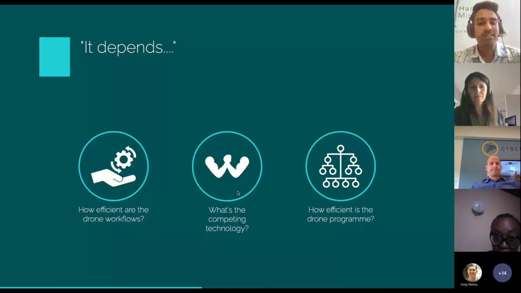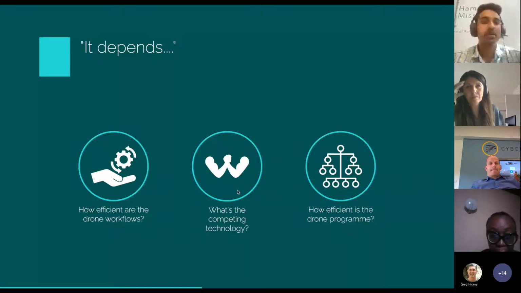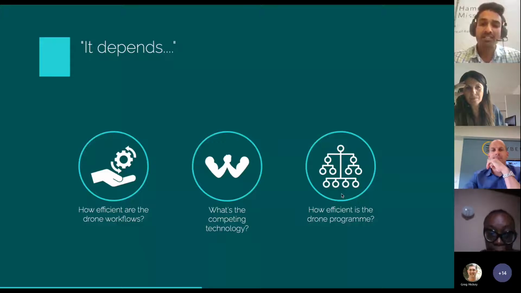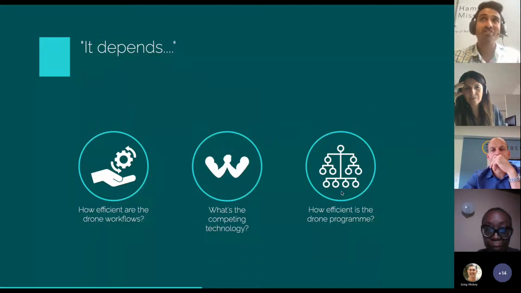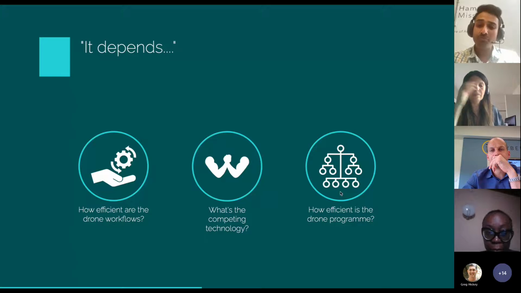The second question is, what is the competing technology? Are you competing with satellite data? Are you competing with ground-based data? Or is it more of a fusion scenario where you're taking data from different sensors and fusing them together? And last, but often overlooked, is how efficient is the drone program itself? You're using drones and all this data, but is the drone program or the organization itself using drones efficiently? Because that can be a complexity that's hard to manage.